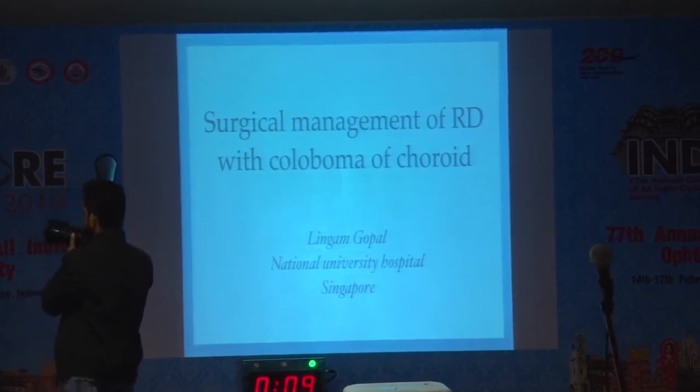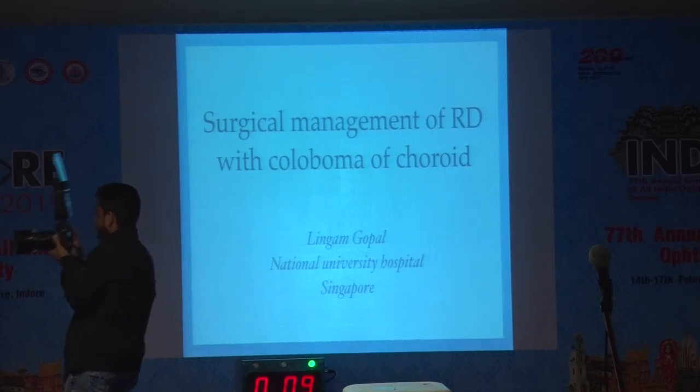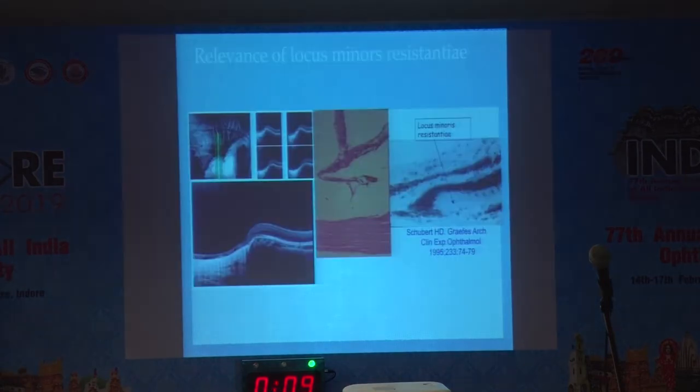It's not that the management of coloboma of choroid or retinal detachments is significantly different from a detachment of any other eye, but what is important is to understand what is causing the detachment so that you can manage it appropriately. The most important contribution has been an article by Dr. Schubert, which has described for the first time that what is visible to us is a break in the normal retina or a break in the intercalary membrane, but what we fail to see is a break in the communication between the subretinal space and the sub-ICM space.